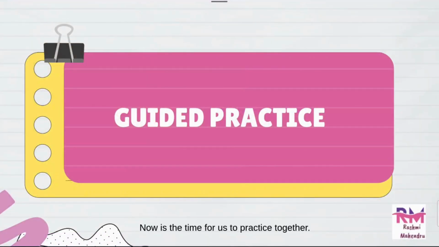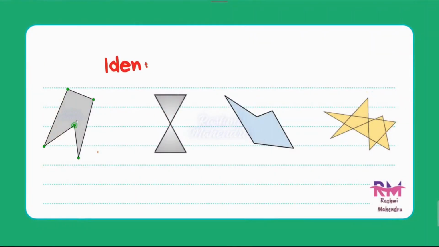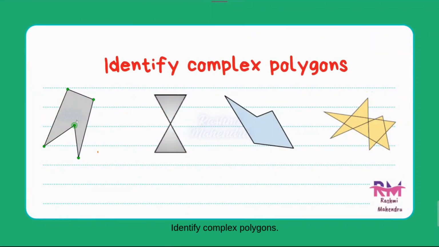Now is the time for us to practice together. Identify complex polygons. You may pause the video if you need more time to interact with the questions. The first one, do you see any side overlapping? No, that means it is not a complex polygon, it is a simple polygon. In the second one, we can observe the self-intersecting side, making it a complex or a self-intersecting polygon.